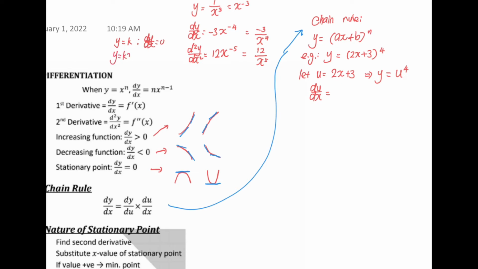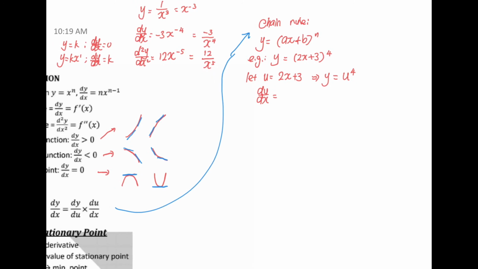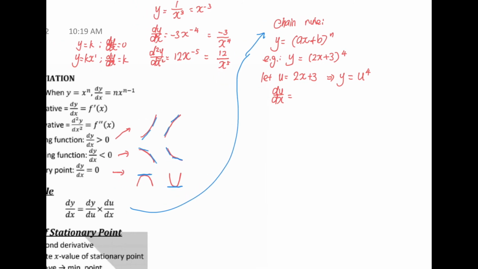Differentiation of a constant with x to the power 1, dy/dx is the constant. So just for your extra formula for your reference. Now let's come back to here. Differentiation of 2x, you get 2. Differentiation of 3, you get 0.